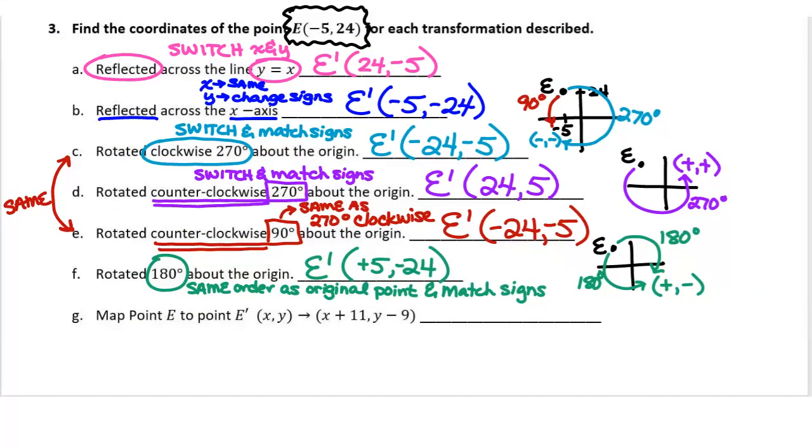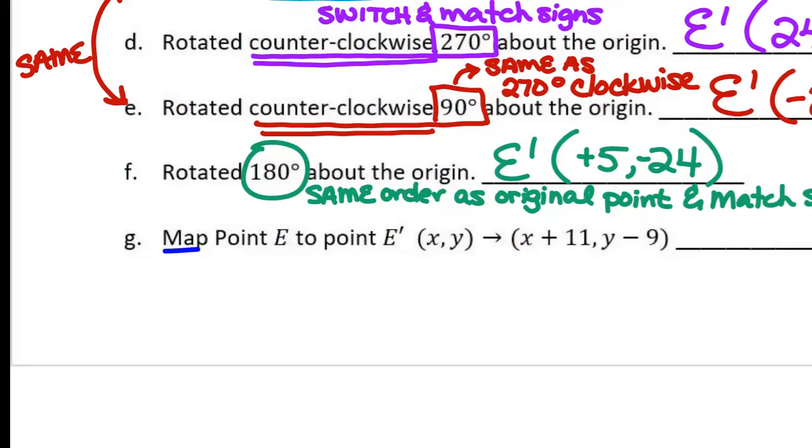All right, before we do this last one, before we do part G, I want you to stop and look at all of our answers so far. Every single ordered pair has the number 5 in it. Every single ordered pair has the number 24 in it. Sometimes they're positive, sometimes they're negative, sometimes they're switched around, but there's a 5 and a 24 in every single ordered pair. When I translate, so when I'm mapping one point to another using a rule that looks like this or using a vector, I'm not going to end up with an ordered pair that has a 5 and a 24 in it. Rotations and reflections, unless it's a reflection over like x equals 2, we're going to keep the same two numbers.